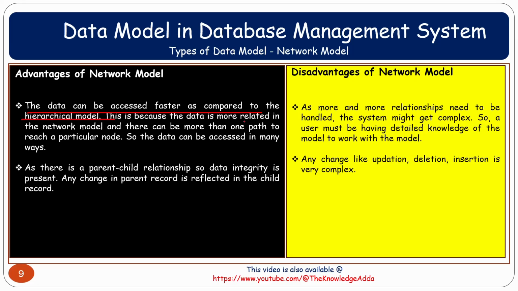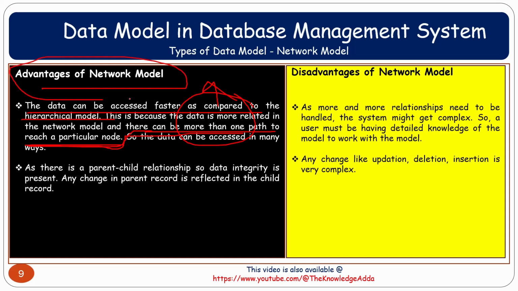This is because the data is more related in the network model, and there can be more than one path to reach a particular node. That is the main reason you can access data faster in the network model compared to the hierarchical model. As there is a parent-child relationship, data integrity is present, as any change in a parent record is reflected in the child record. So this is the same as hierarchical.